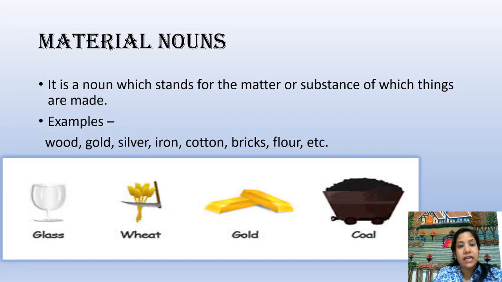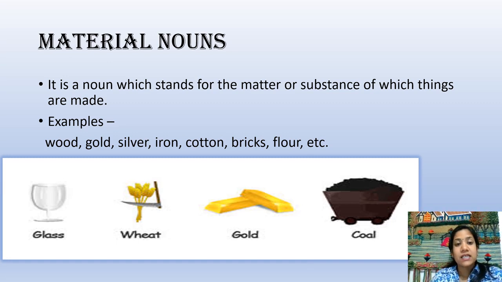Next is the material noun. Material nouns stand for matter or substances of which some other things are made. For example, wood. Wood is used for making furniture. So wood is a material noun. Gold. Gold is used for making jewelry and ornaments. So gold is a material noun.